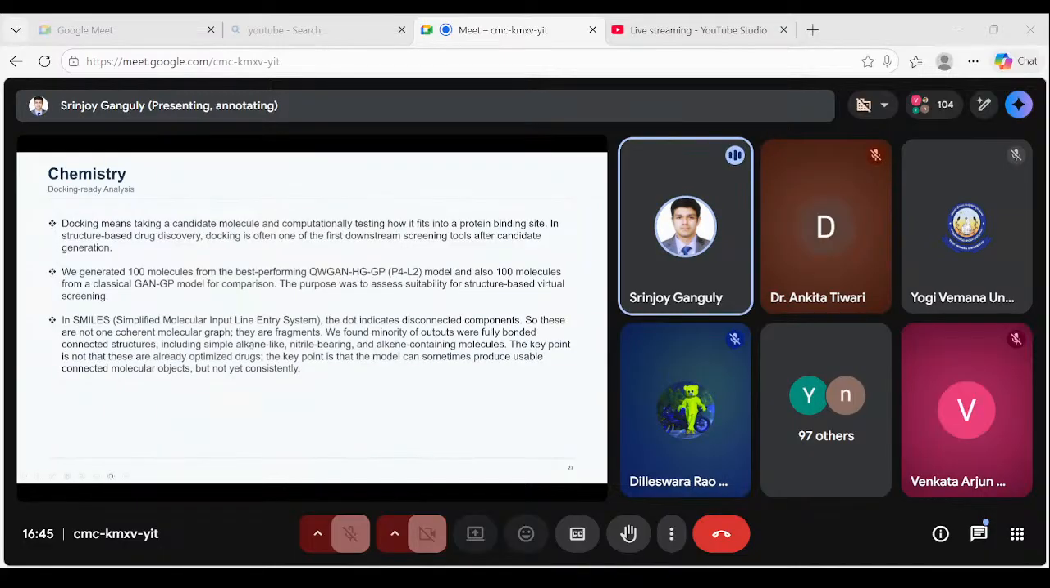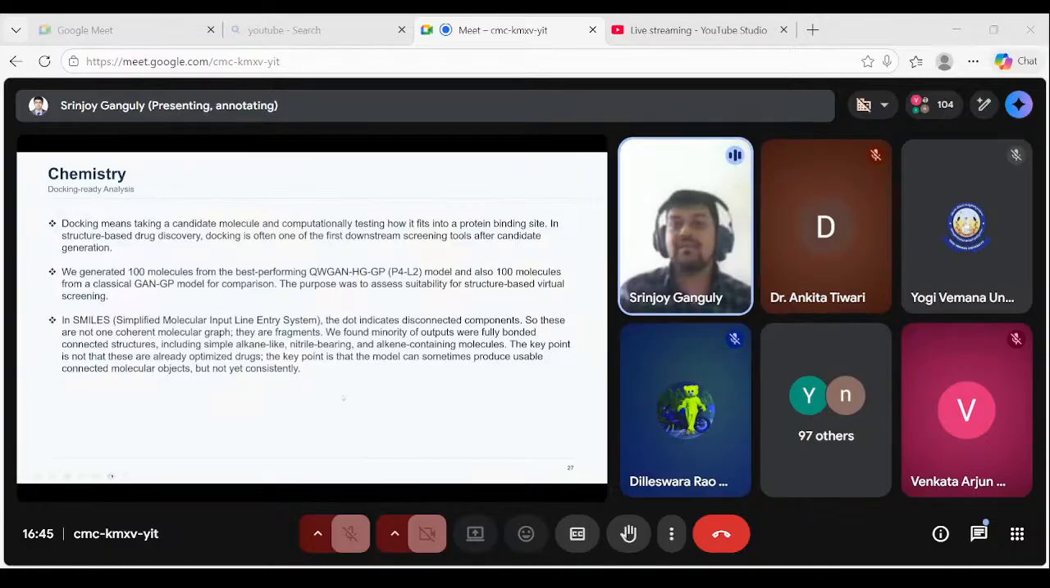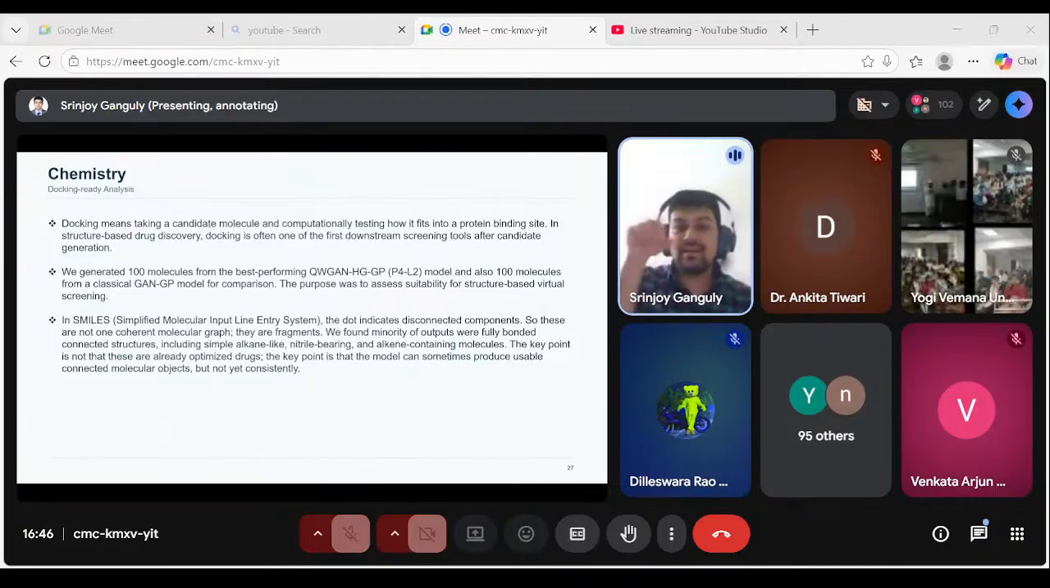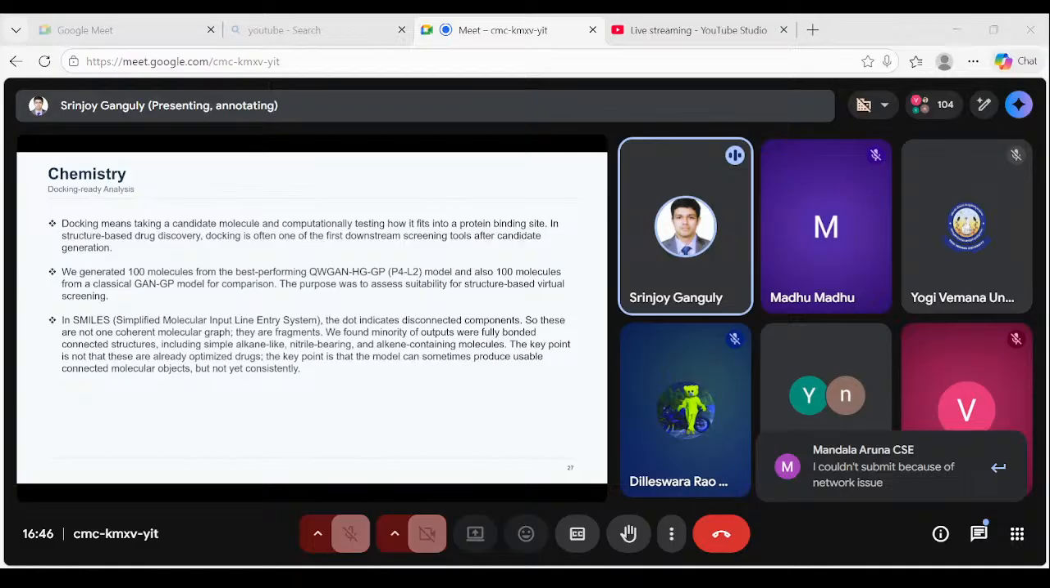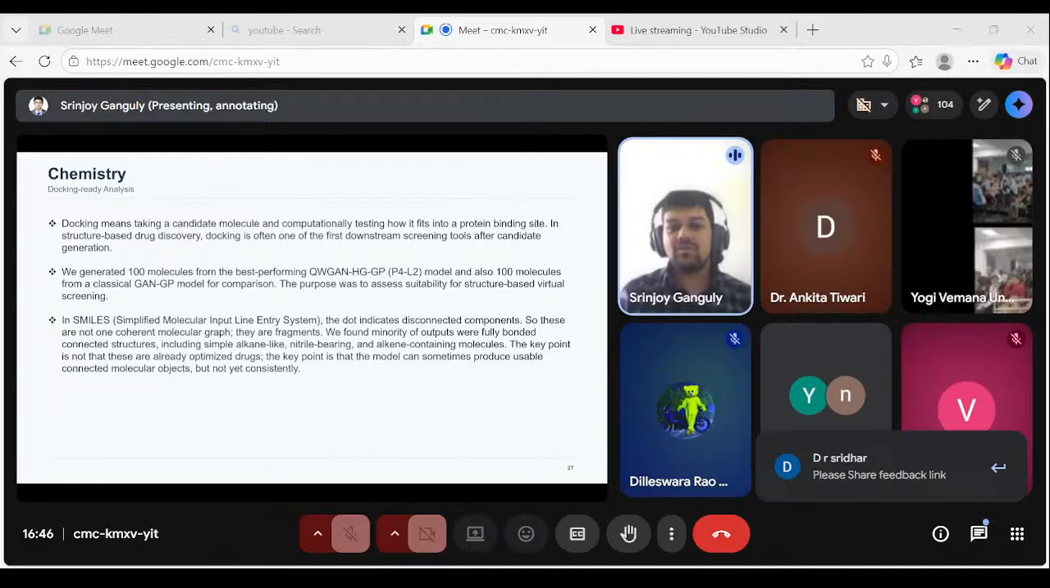And for the SMILES, if you remember, I mentioned the simplified molecular input line entry system, which is if you have carbon, you say C, and if you have a bond, you can say a dash, and if you have a dot, that means the components are disconnected. So C dot N means carbon is not connected to nitrogen, but if C dash N, there is a bond. So if you have C dot N, that means they are just fragments. So it's a carbon fragment or a nitrogen fragment and so on.